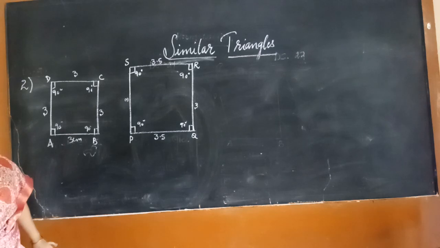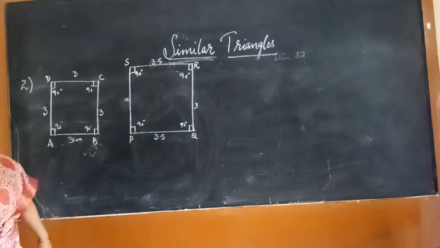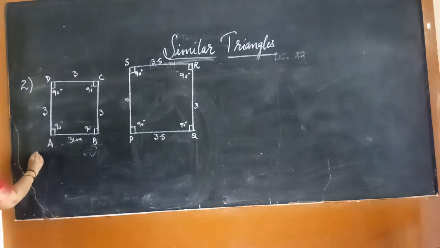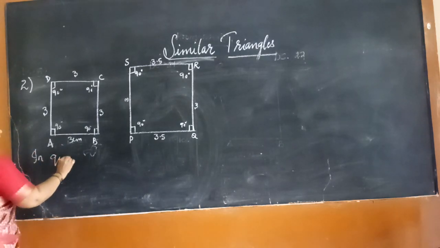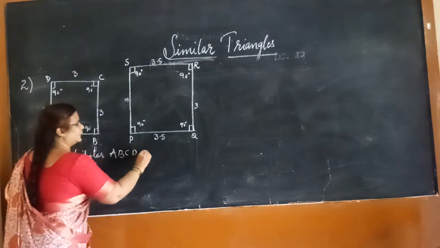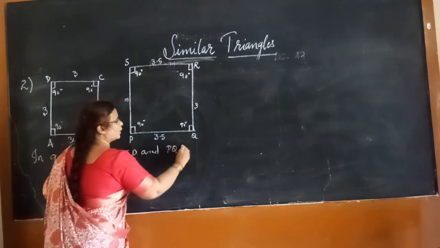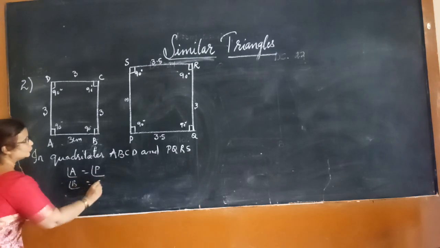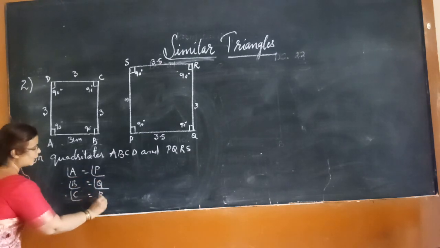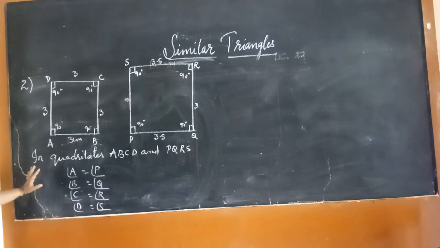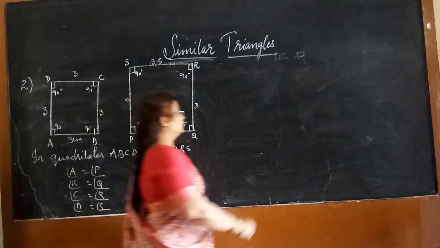Corresponding angles are equal. The next step is how to check the corresponding sides ratio. Let me write here in quadrilaterals ABCD and PQRS, corresponding angle A is equal to P, B is equal to Q, C is equal to R and D is equal to S. So the first part is over. At once we cannot say it is similar. The second condition should also be satisfied. What is the second condition?